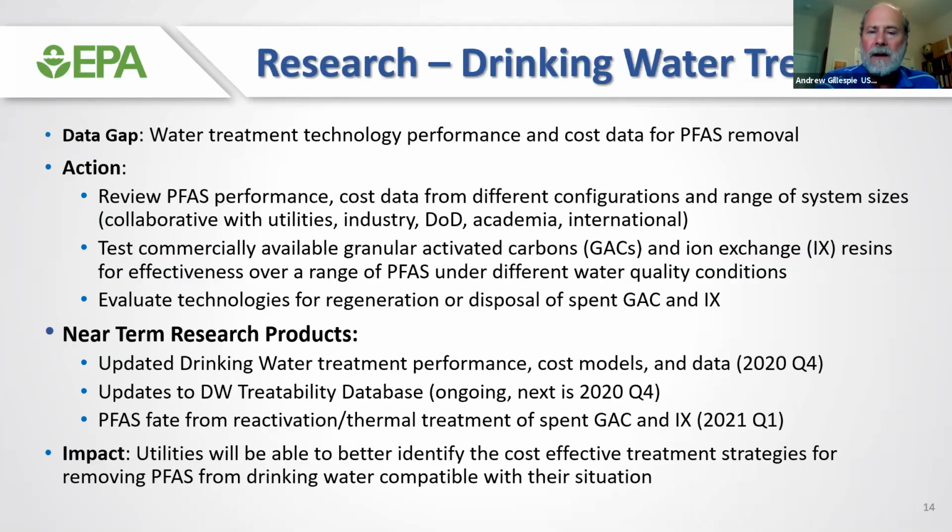So everything I've talked about up to this point has been largely focused on the risk assessment, risk prioritization side. The next few slides talk about the research that we're doing on risk management. What do you do when you actually have a PFAS problem that you've identified, that you prioritized and you're trying to solve on the ground? So this first slide talks about drinking water treatment research.